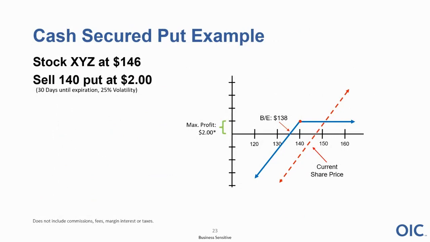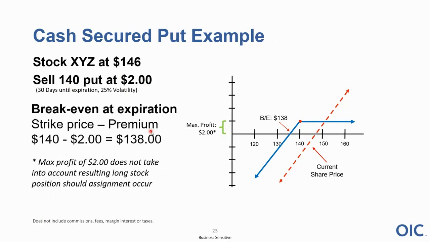Our next example, we've got a cash secured put. We had talked about buying the dip or purchasing stock below market prices. Currently, right now, stock is trading 146. We sell a 140 put and we collect $2. Now, what that does for us is it gives you a break-even price of 138. So if we are forced to buy stock for 140, we collected $2 up front. So theoretically, we're buying that stock for 138.